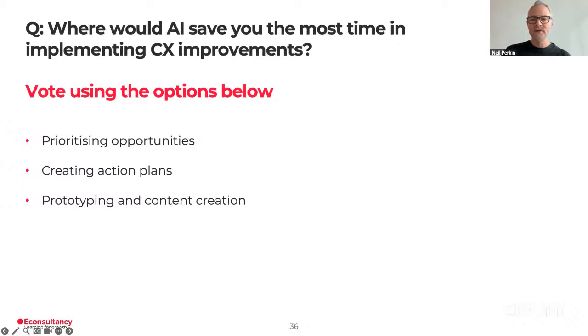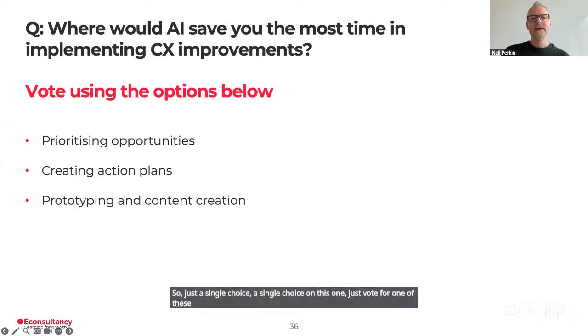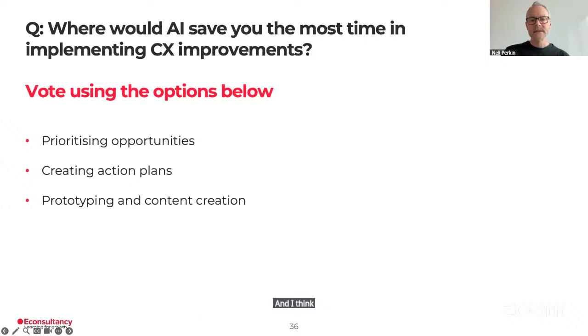Right, just giving you a bit longer to vote on that one. So just a single choice on this one. Just vote for one of these. And I think we can see the answers.